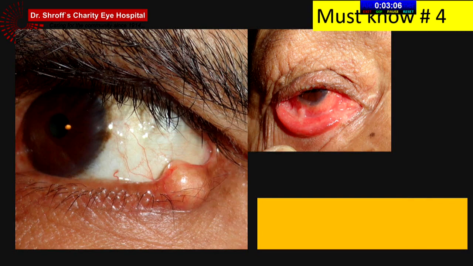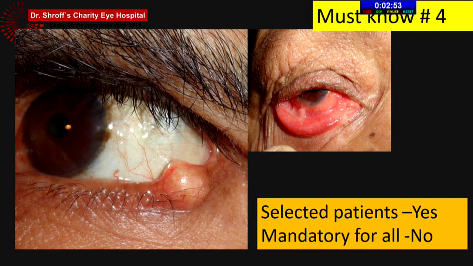So what does it mean for us? A smaller lesion like this, where the rest of the conjunctiva seems absolutely healthy, the first patient, we can just manage with a simple excision. However, in this kind of lesion, the second patient, where there is a diffuse involvement, a map biopsy is possibly recommended. So in selected patients, yes, we need to do a map biopsy, but for all patients, probably it's not mandatory.